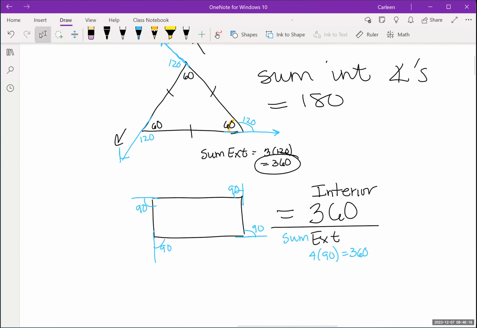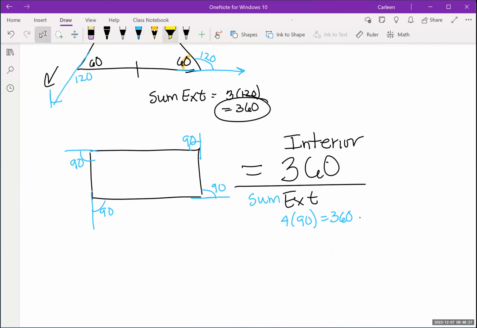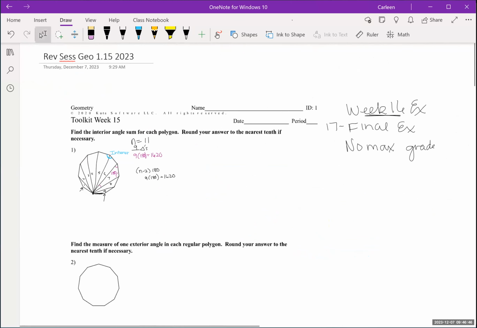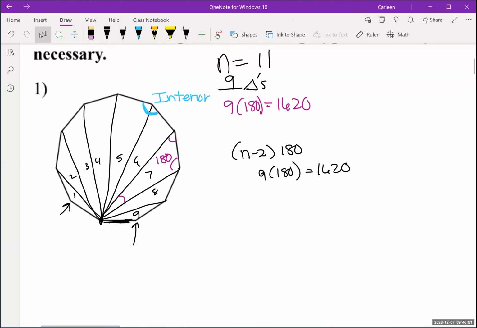Now, I do not want you to focus on the fact that the interior and the exterior were 360. That's a fluke. But I want you to notice that for the three-sided figure and the four-sided figure, we got 360. So now what if I wanted the exterior angles of this 11-gon?